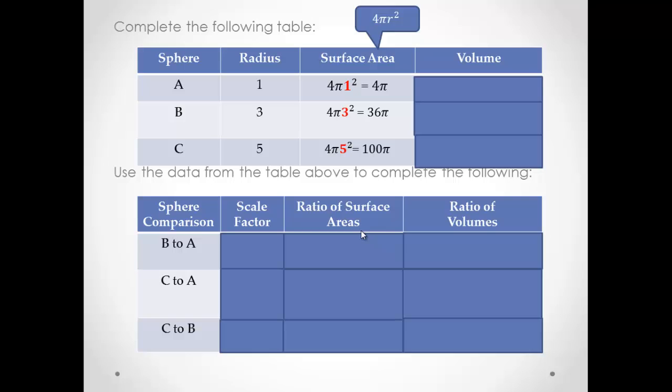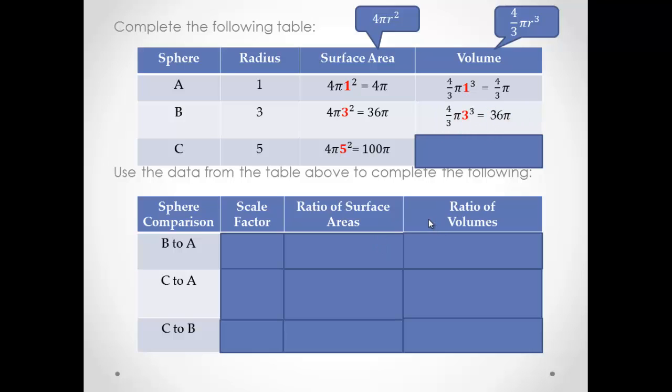So we're going to do the same type of thing with volume. We have a different formula. It's 4/3 pi r cubed. You do not have to memorize these things. If you have a question like this on a test, you will be provided these formulas on your formula sheet. So substituting in, 1 cubed is simply 1, so we get 4/3 pi. If we put in 3, 3 cubed becomes 27. We simplify that as we multiply that to the 4/3. It becomes 36 pi. By coincidence, it's the same as the surface area.